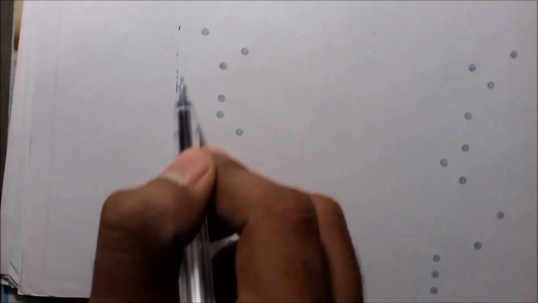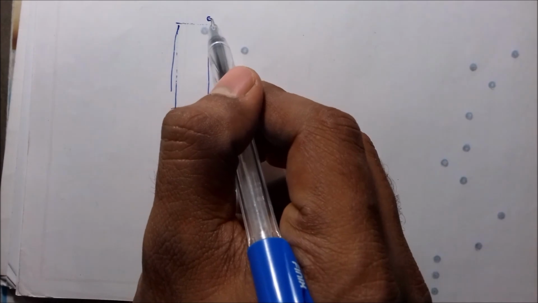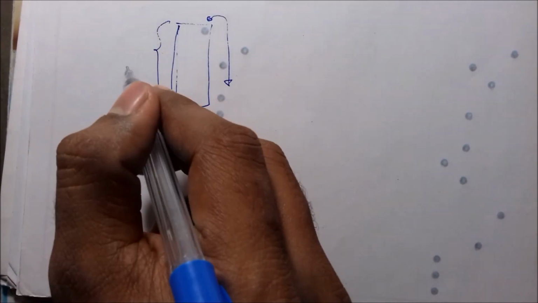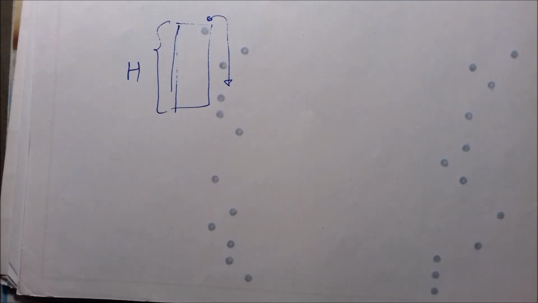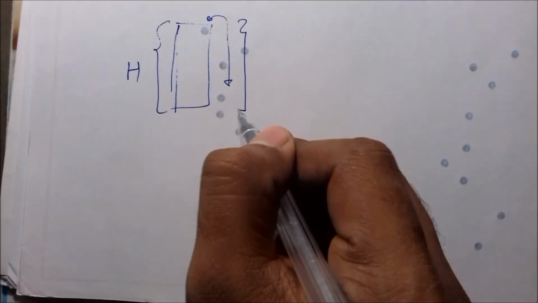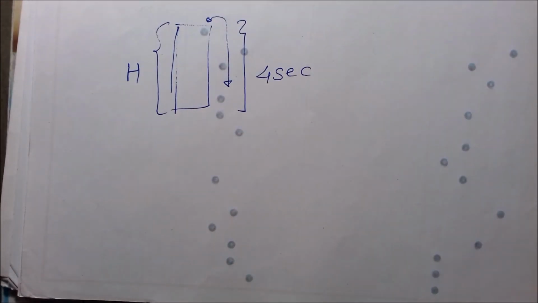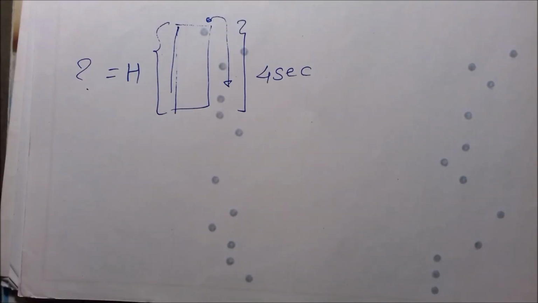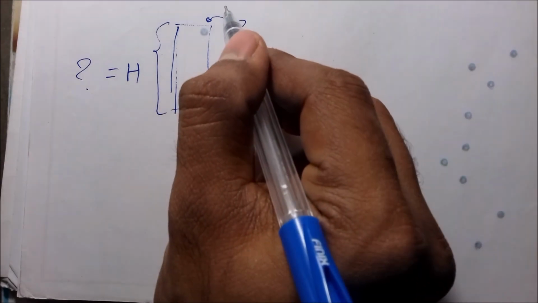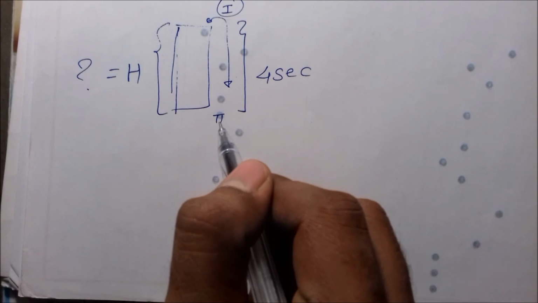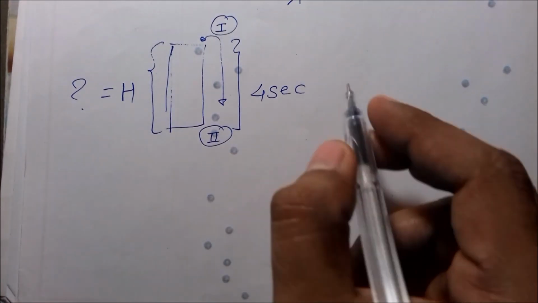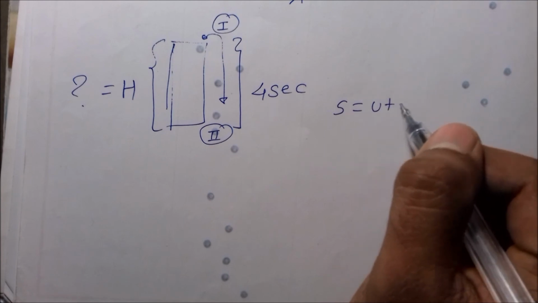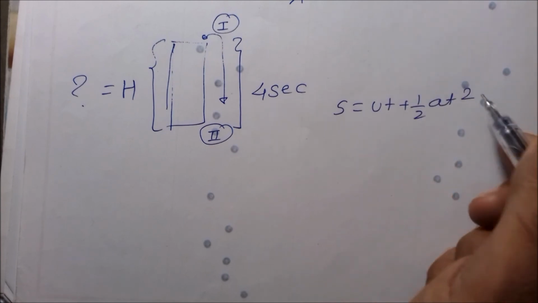See, the question is: a stone is dropped from a tower of height h. It touches the ground in 4 seconds. Then we have to find out the height of the tower. Okay. So we'll consider this as the initial position, this as the final position, and we will use this relation, s is equal to ut plus half at square.